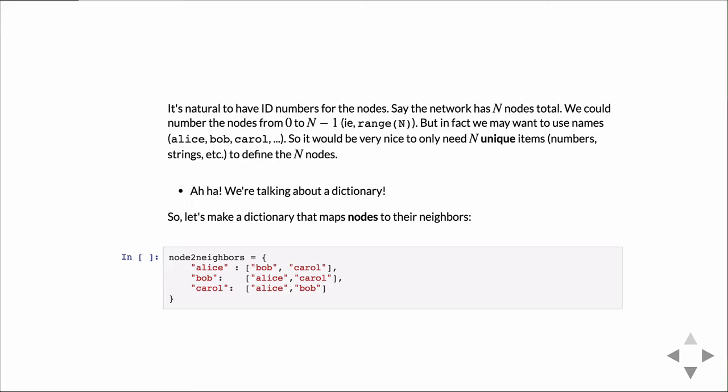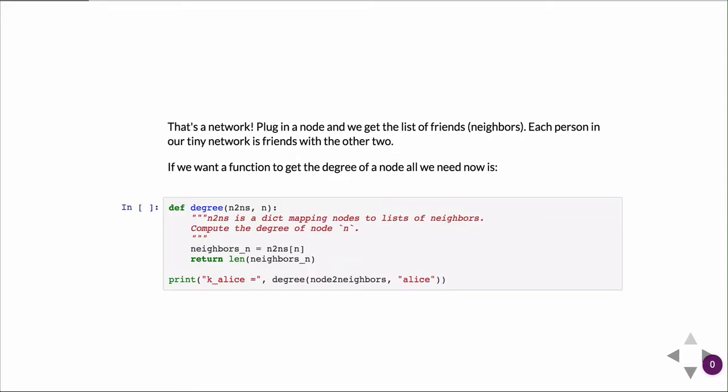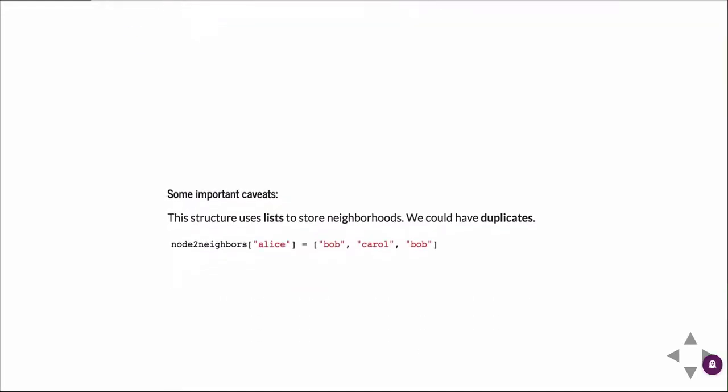So there's a few things we can notice about the way we've set this up already. In particular, this is a directed network. We can plug in a node and we can get the list of neighbors. Here it's fully connected, and it's really easy to get the degree using our simple storage here. If we want to compute the degree, we just need to look at the length of the neighbor list. So here we just return the length of the neighbors of that particular node. So this is pretty easy.